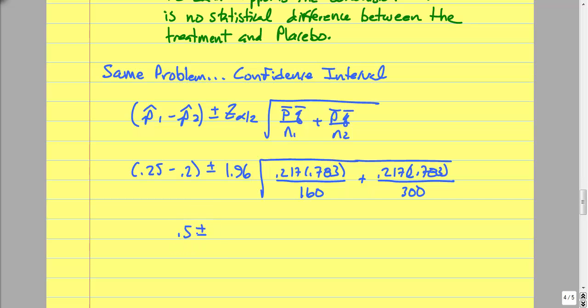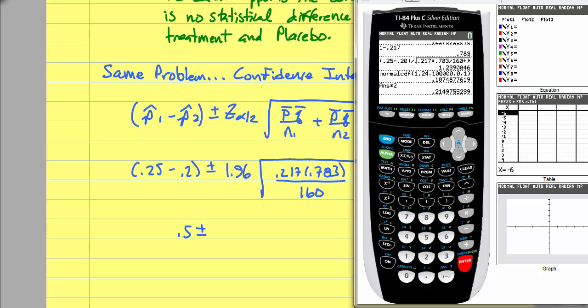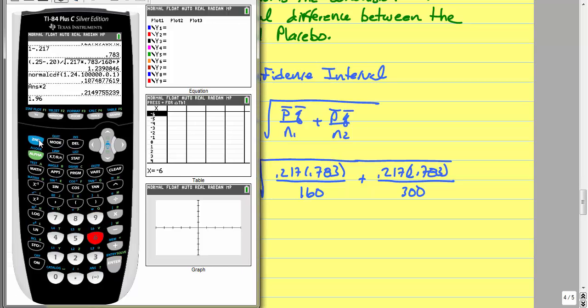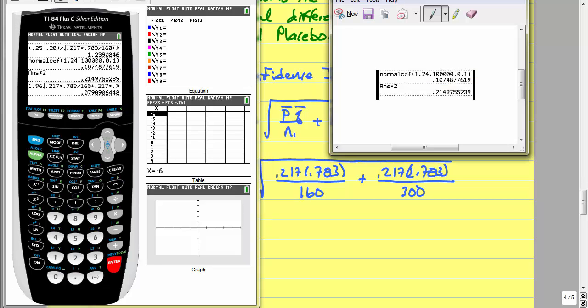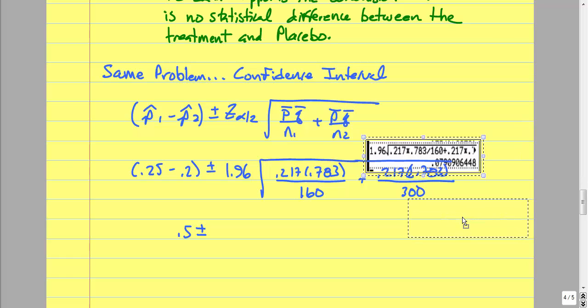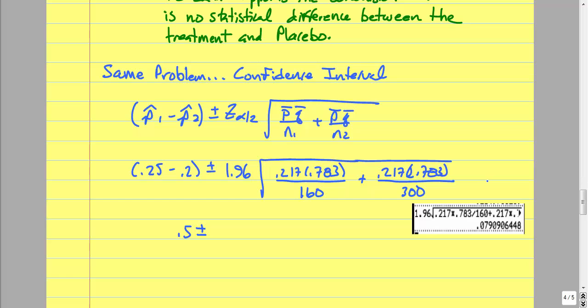Plus or minus, and now we need to go ahead and plug this into our calculator. Again, we have to be careful how we do this. We definitely have 1.96 out front, so let's start with that. 1.96 times the square root of 0.217 times 0.783 divided by 160 plus 0.217 times 0.783 divided by 300. Now this is my margin of error, so I get 0.07909, etc. So let's go ahead and throw that in to our calculated values. And again, that's my margin of error. So if we round this to 3 places, 0.079.